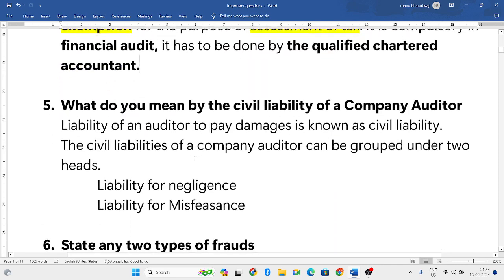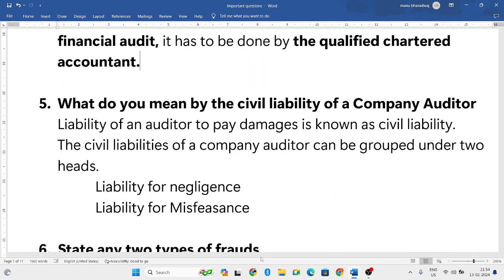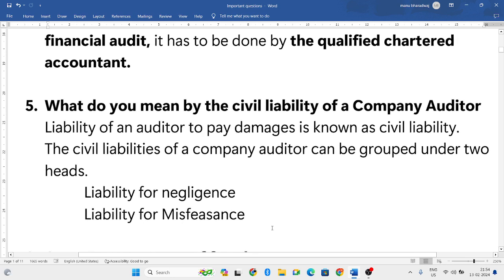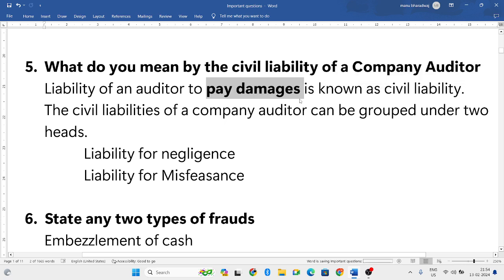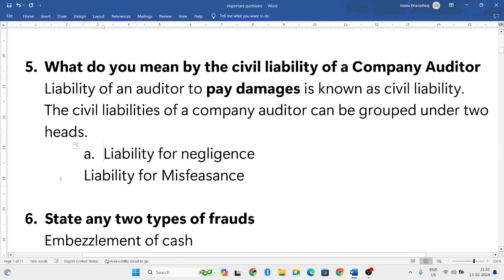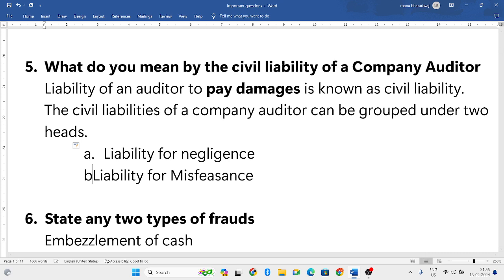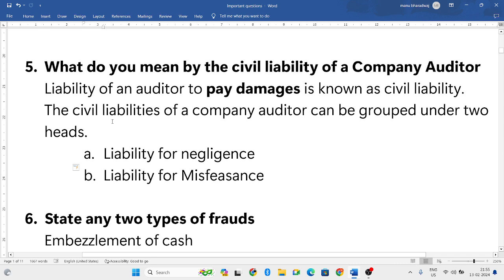Next, what do you mean by civil liability of an auditor, of a company auditor? The civil liability means the liability of an auditor to pay damages. So if any auditor causes any damages, he has to pay a certain penalty for that. That is known as civil liability. Again, there are two types in civil liability: the first one is liability for negligence, and the second one is liability for misfeasance. This is the civil liability of a company's auditor.